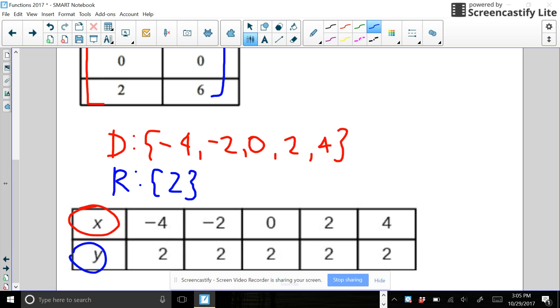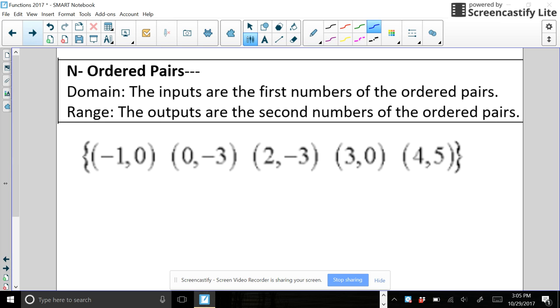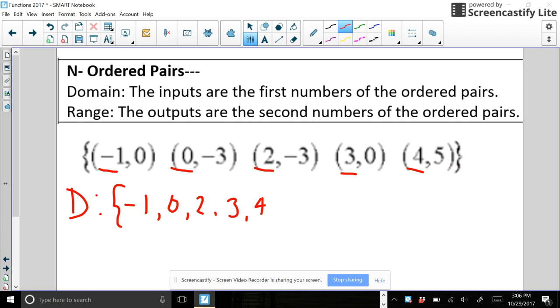Okay, we're going to move on to ordered pairs. When we have ordered pairs, the domain are the inputs, which are the first numbers of the ordered pairs. When we take a look at this, we have our domain. It's going to be the first item in our ordered pairs. Those are our X's, our inputs. We're going to put them in order from least to greatest, not listing any repeats. And those are in order for us. So we have -1, 0, 2, 3, 4. And that's it.